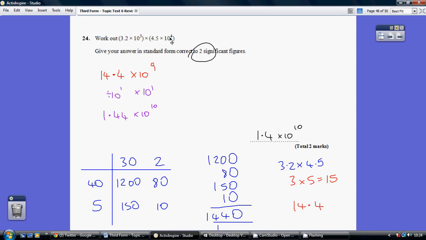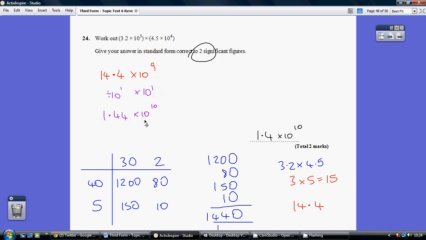10 to the 5 times 10 to the 4 is 10 to the 9. To make this into standard form, this first number needs to be between 1 and 10. So we divide by 10. We divide by 10 to the 1, giving us 1.44. We compensate by multiplying by 10 to the 1. 9 plus 1 is 10.